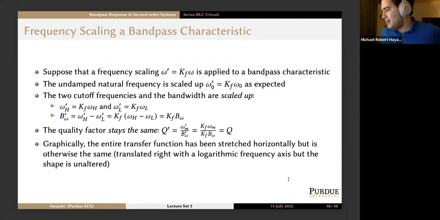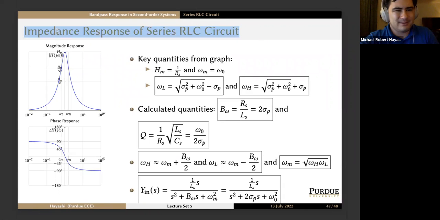All right. Last slide of the lecture set. Oh, one more thing. It says impedance response, but it should be admittance response. That'll get corrected in an updated version of these slides. And again, never replace the slides you take your notes on. I just give you slides for posterity's sake.